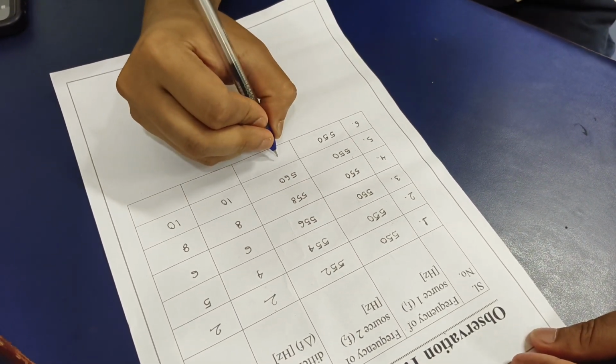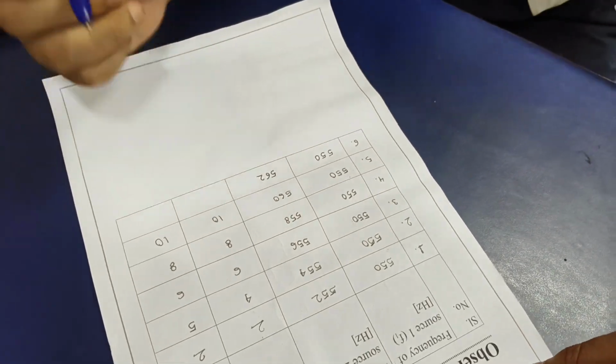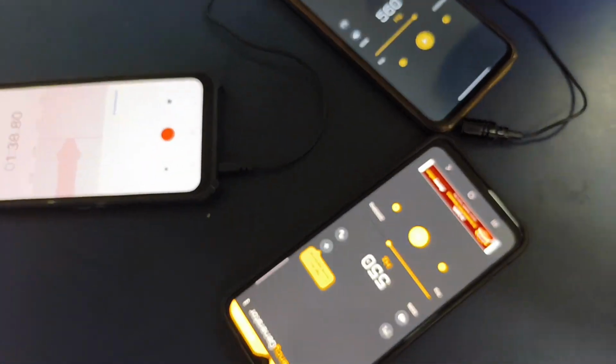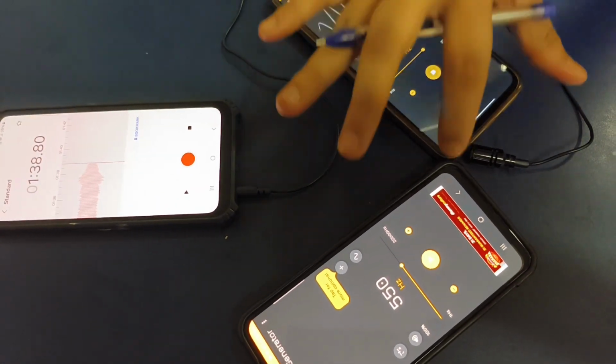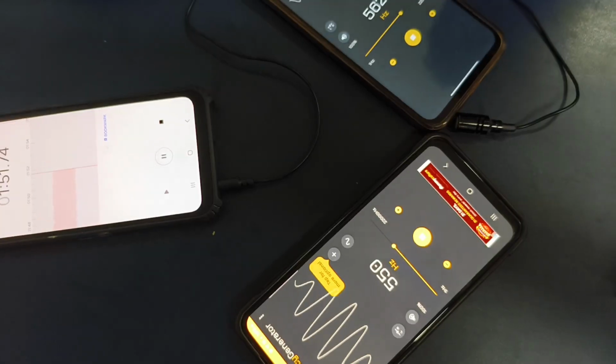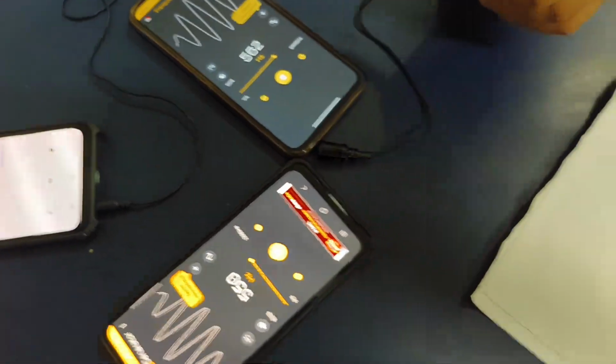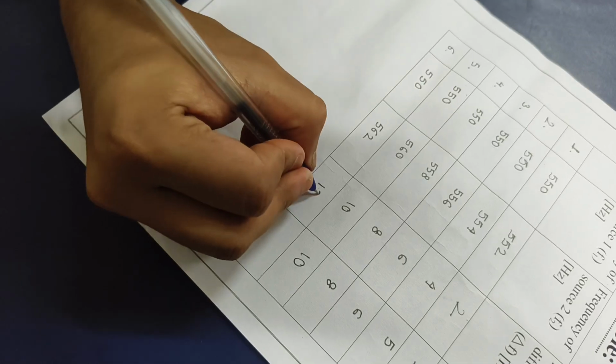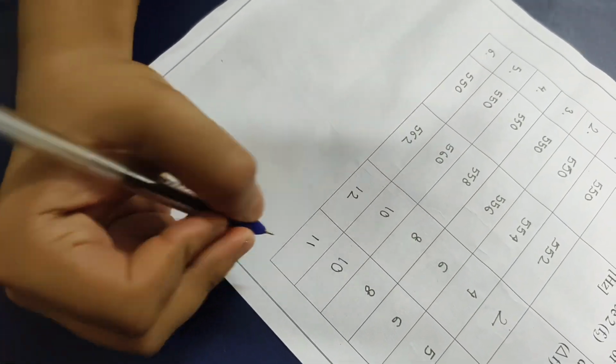Now the sixth reading, we take the frequency of source 1 as 550, which is constant, and the frequency of source 2 changes from 560 to 562. Now here we increase it by 2. The difference is 12, and we get the number of beats per second as 11.